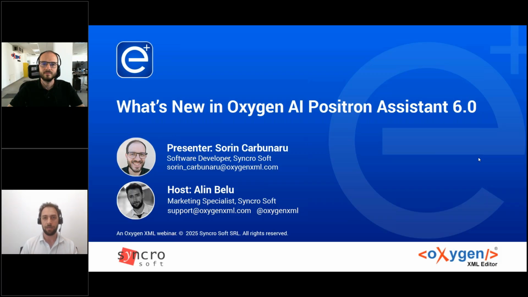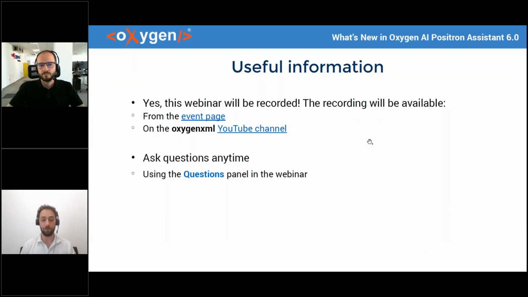We'll go up to roughly 45 minutes to showcase the key improvements in this newest version, version 6 of the AI Positron Assistant.